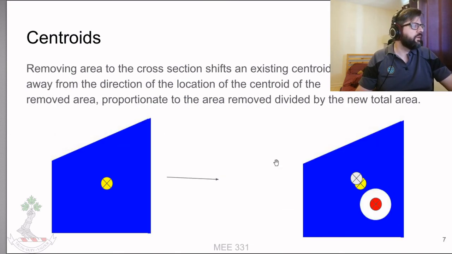And here's just an example of how we would get shifts based upon removals. So if we had this object here that had an original centroid and we drill a hole in it here, we're going to get a shift. The new centroid is going to be located along this line from here to here, but it's going to be away instead of shifting towards.